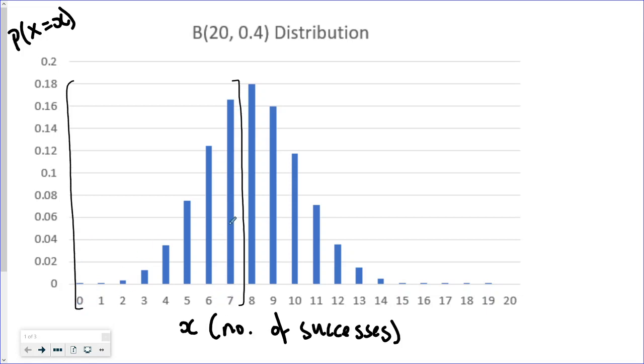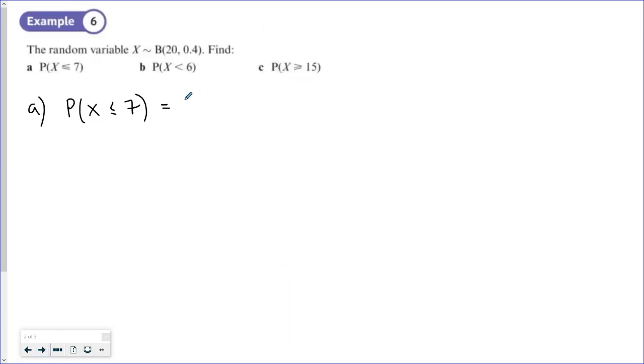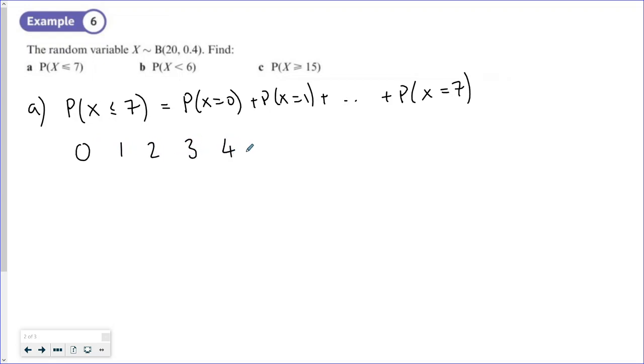What we could do is work out each of these individual probabilities and add them all up. So we could do probability of x equals 0 plus probability of x equals 1, all the way up to probability of x equals 7. That would give us 0 successes, 1 success, all the way up to 7 successes. Well, we're not going to do that because our calculators have a function which helps us speed up this process. What I do when I answer one of these questions is I always start at 0 and just write out the integers, the number of successes that we could have.